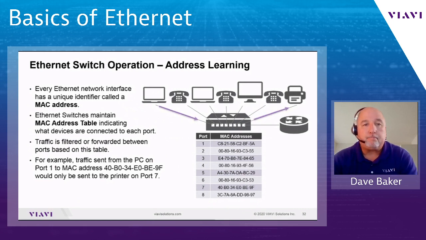And using that information, it only has to forward traffic to the port that it needs to go on. So if this PC wants to send a print job to a network printer, the traffic is going to have the MAC address of the printer, and it's only going to be forwarded out that one port. It doesn't affect the bandwidth for other users. It doesn't affect the bandwidth on the trunk port either.